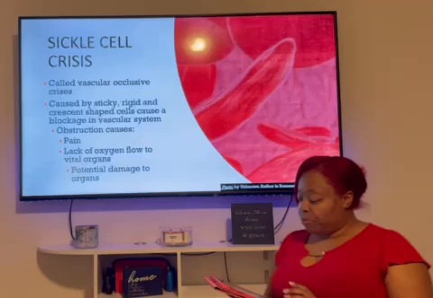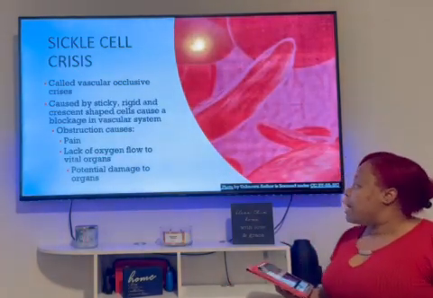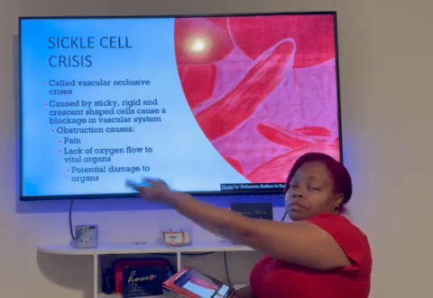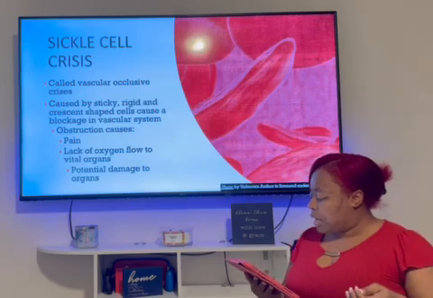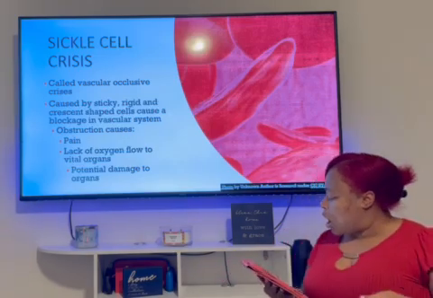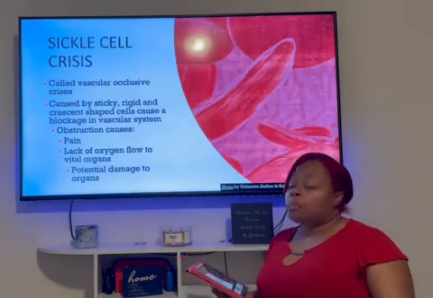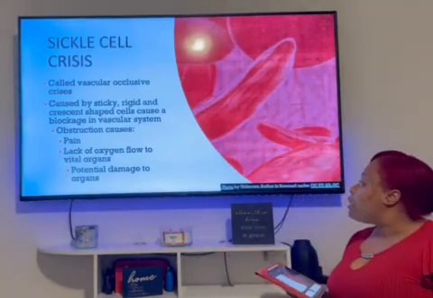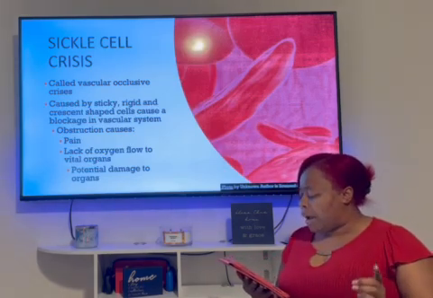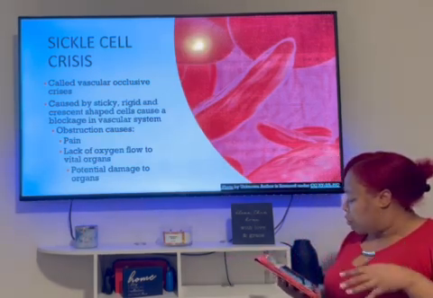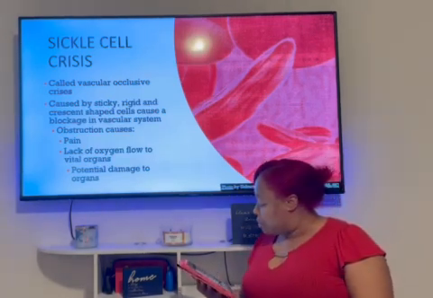What is a sickle cell crisis? A sickle cell crisis, also known as vaso-occlusive crisis, gives rise to extreme pain episodes that usually come about suddenly. It is caused when the sickle red blood cells that are rigid and sticky get stuck in small blood vessels and block blood flow. The blockage can deprive the surrounding organs and tissues of oxygen and cause pain and possible damage.